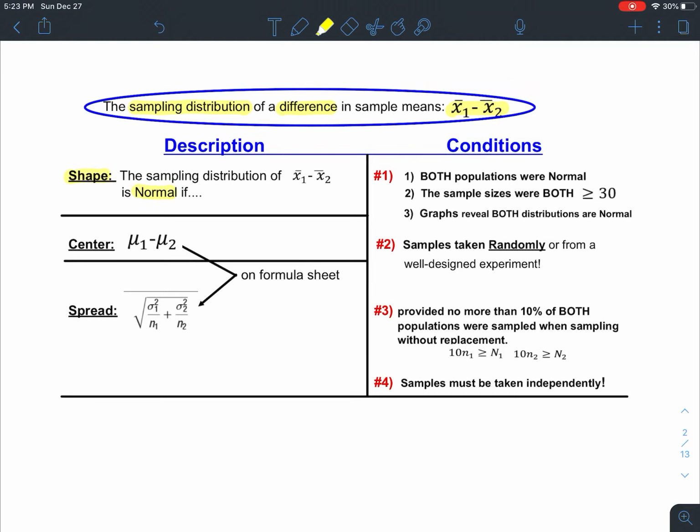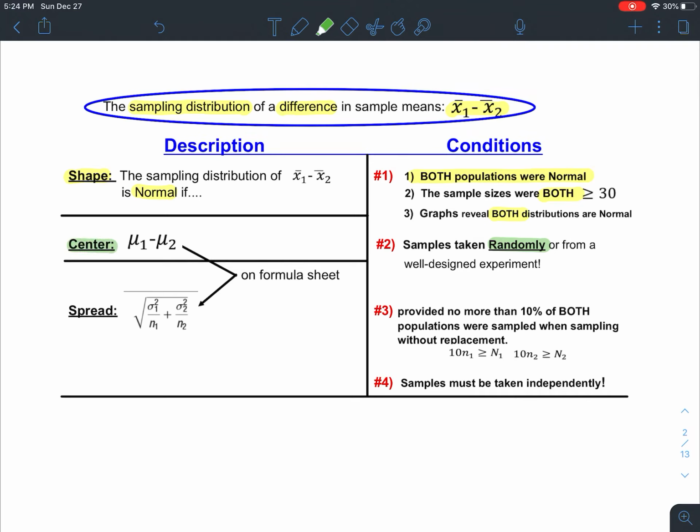Our shape, we can say it's normal if both populations were told to us that they were both normal, or if both the sample sizes are greater than or equal to 30, or if we made two graphs, one for each of the two samples, and both of those graphs reveal no extreme skewness or outliers, then we could conclude that the shape is normal. Okay, and we also have to make sure that we are acknowledging that both of the samples were taken randomly, or if it's an experiment, that both of the treatments for each of these were assigned randomly.